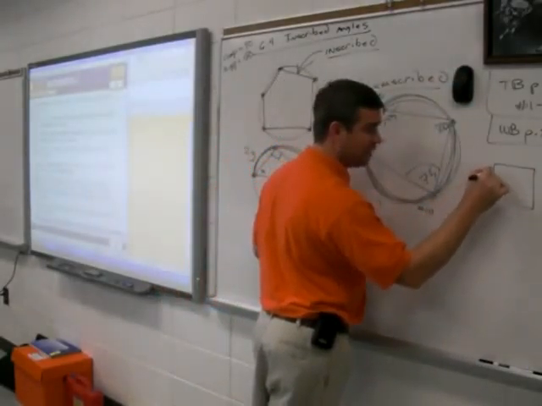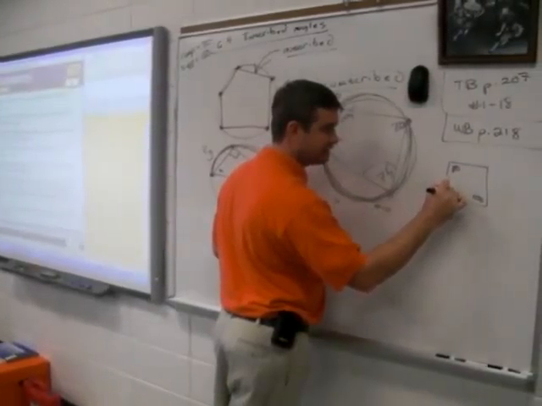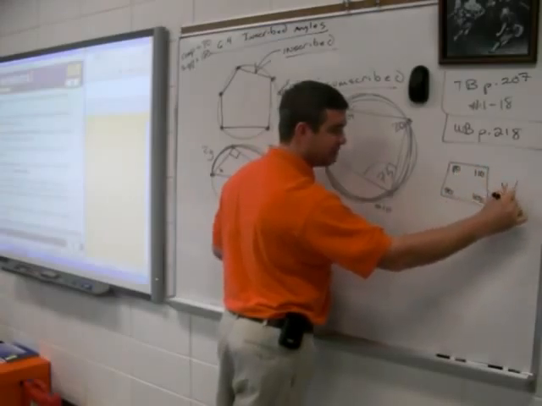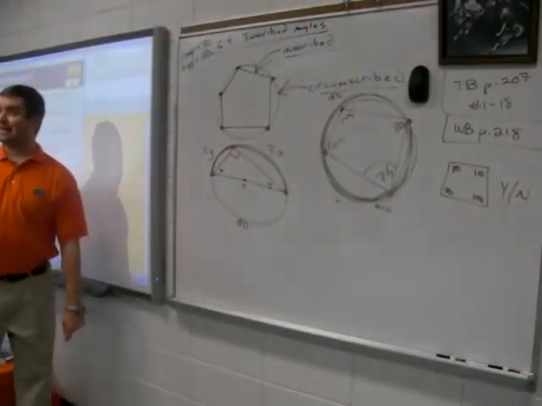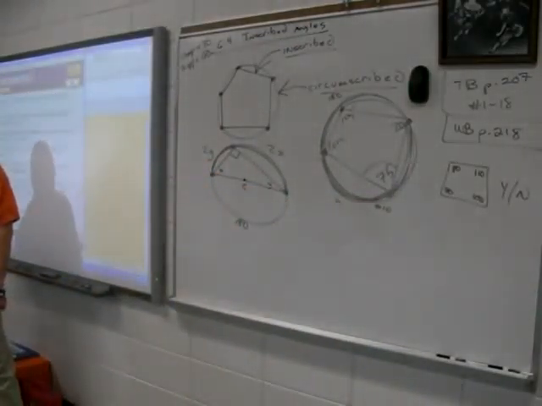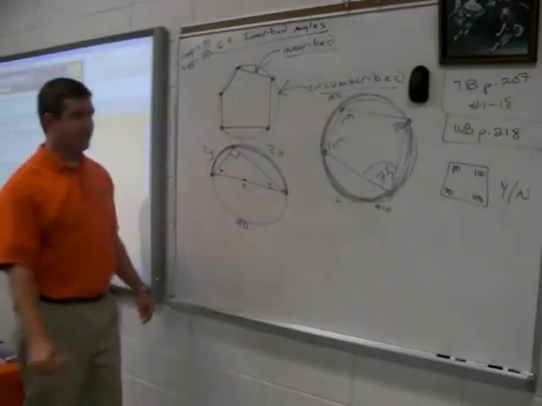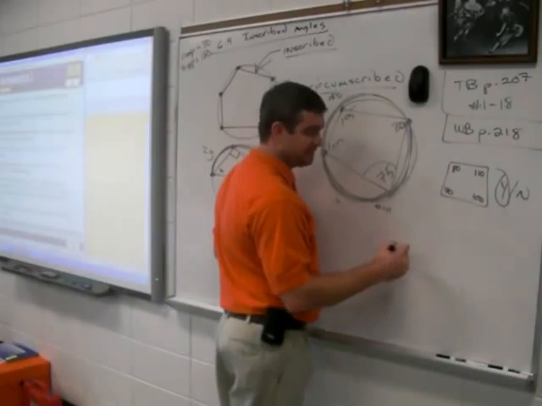Here's an example problem. 80 and 100 and 70 and 110. Yes or no? Can that quadrilateral be inscribed inside of a circle? Yes. Are opposite angles supplementary? Yes, they are. Then the answer is yes. It can be inscribed inside of a circle.